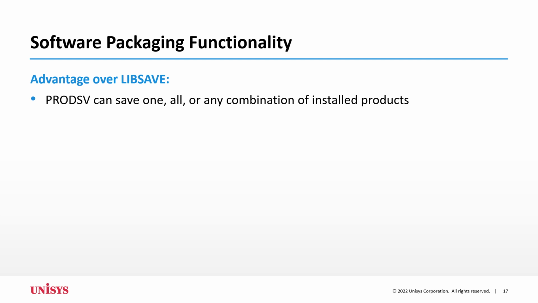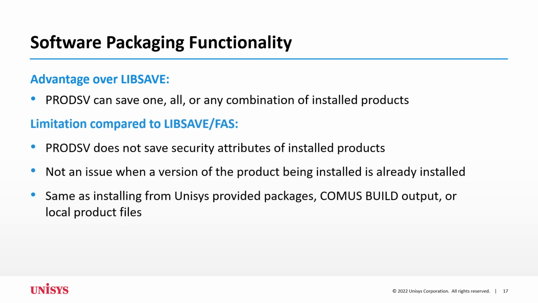The ProdSave utility has an advantage over LibSave in that it can save one, all, or any combination of installed products. However, unlike the FAS version of LibSave, the ProdSave utility does not save security attributes such as access control records or file ownership for the installed products it saves.